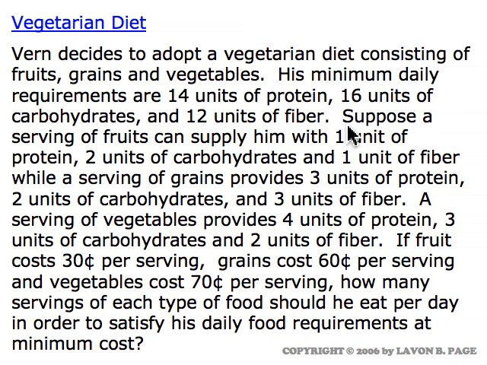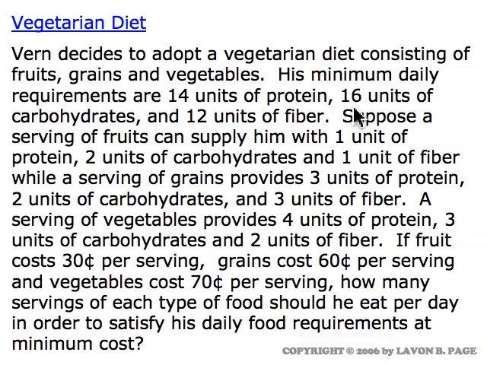Vern is adopting a vegetarian diet consisting of fruit, grains, and vegetables, and the bottom line decision he has to make is how many servings of each type food to eat per day in order to satisfy his daily food requirements at minimum costs. So we'll have three variables corresponding to how many servings of each of the three foods, fruits, grains, and vegetables, he eats.